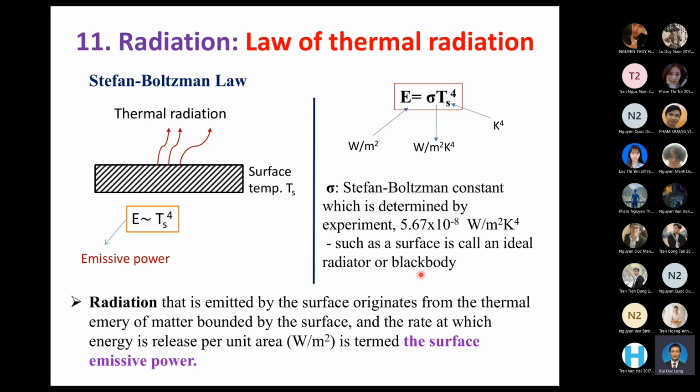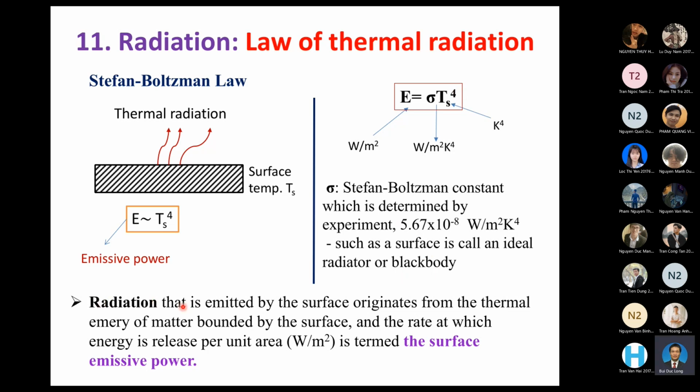It means this body or surface can emit all ranges of radiation wavelength, so we call it a black body. This constant is the Stefan-Boltzmann constant, with a value of 5.67 times 10^-8 watt per meter squared K^4. This is for the ideal surface, what we call a black body.